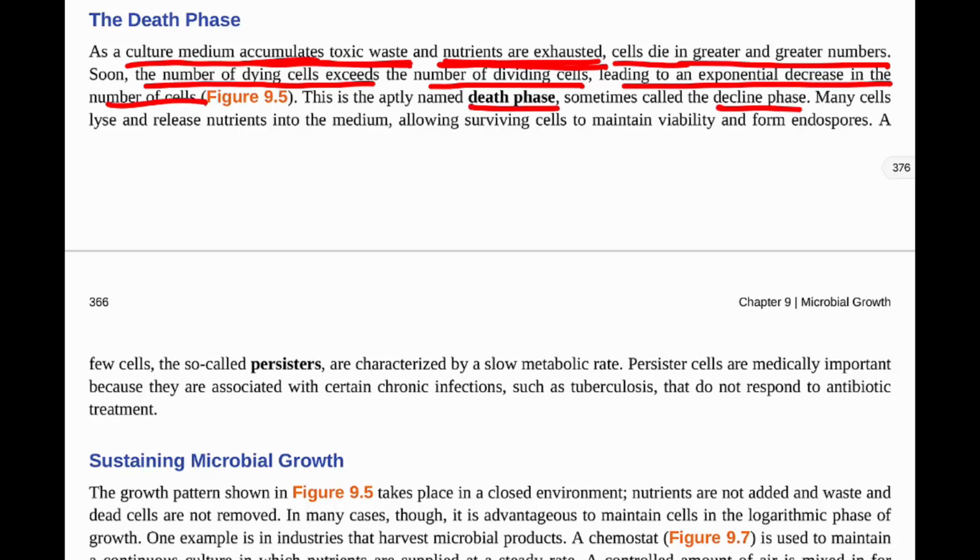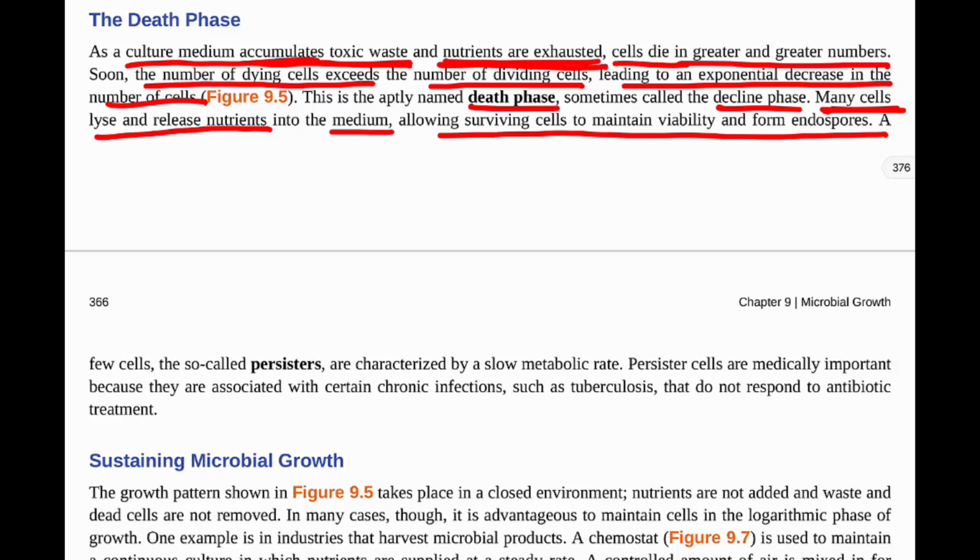Many cells lyse and release nutrients into the medium, allowing surviving cells to maintain viability and form endospores. So what we also see in this death phase is exactly that. We see these cells that are like, okay, I can't handle it, that's it, I'm done. They pop, they lyse, and they release all of their stuff into the medium. Then the cells that are around it can pick up their stuff and survive long enough to either get to a place where there are more nutrients so that it can go through division, or it can form endospores using those nutrients.